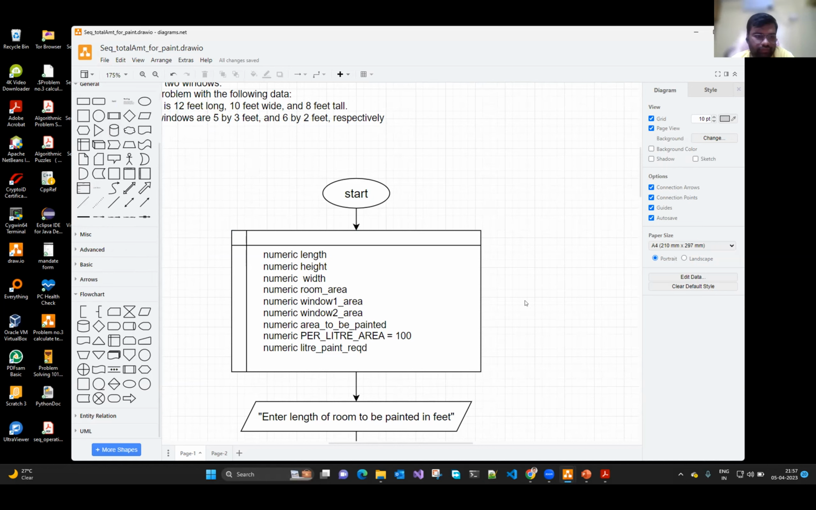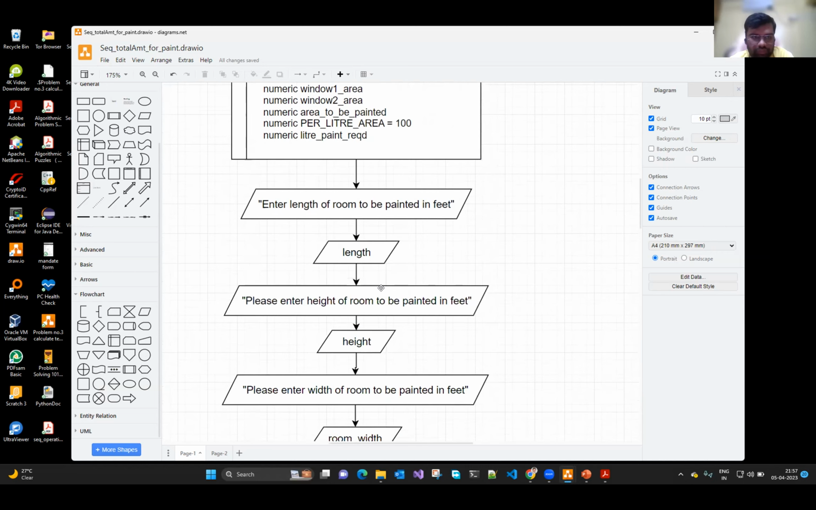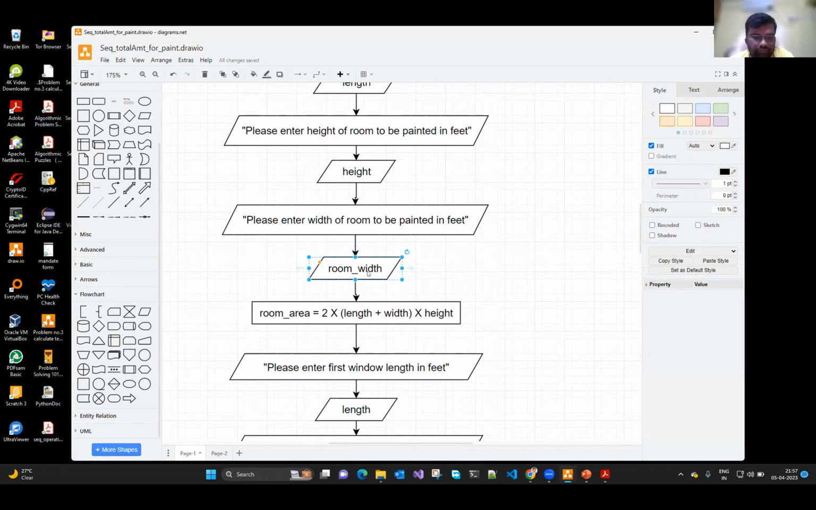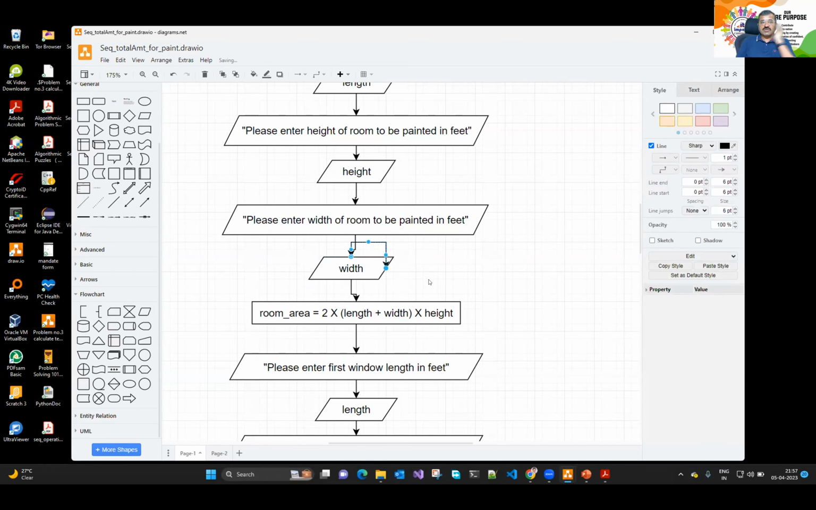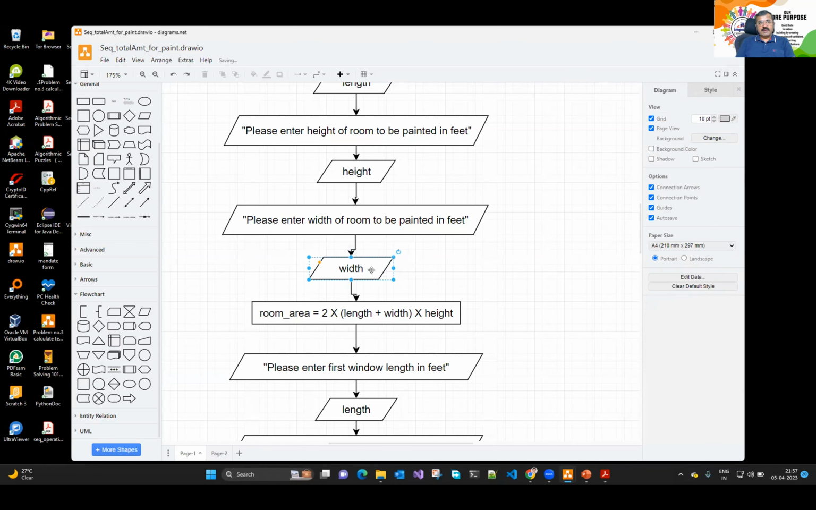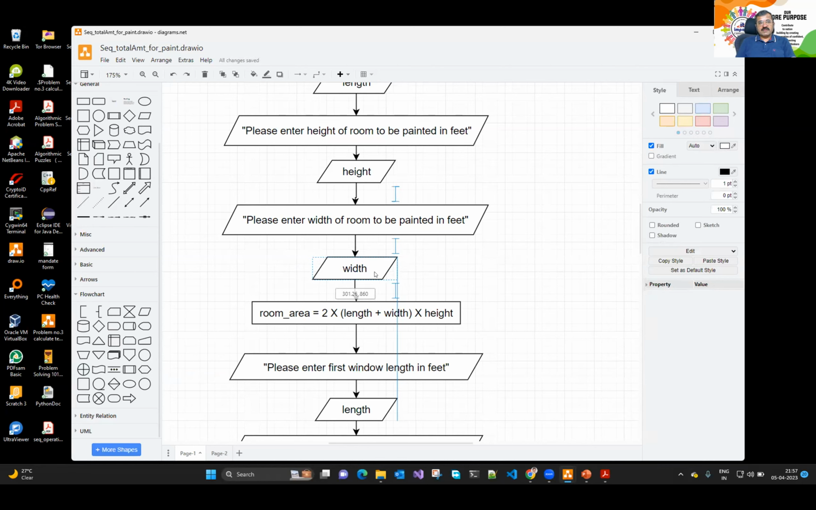Read the question. Yes, please. Sir, there is one mistake with room width you have written. Where? Sir, here. Width. Okay, there is nothing else. There is no such variable as room width that we have. So we don't have any such variable as room width. Okay.